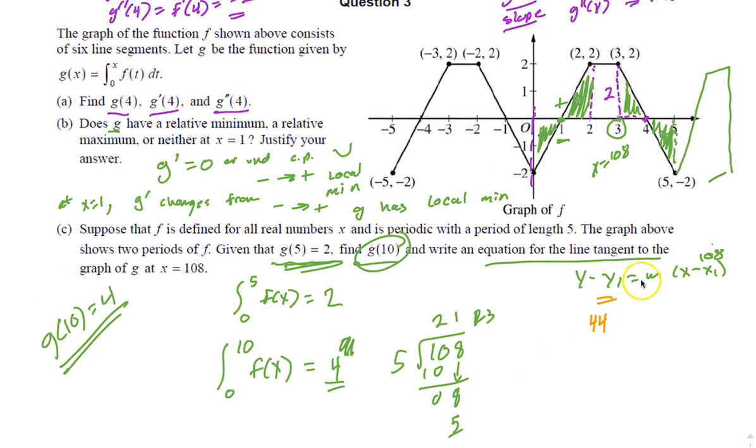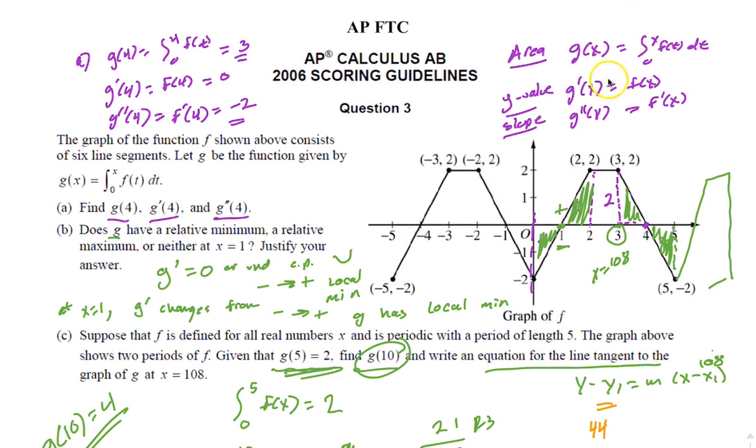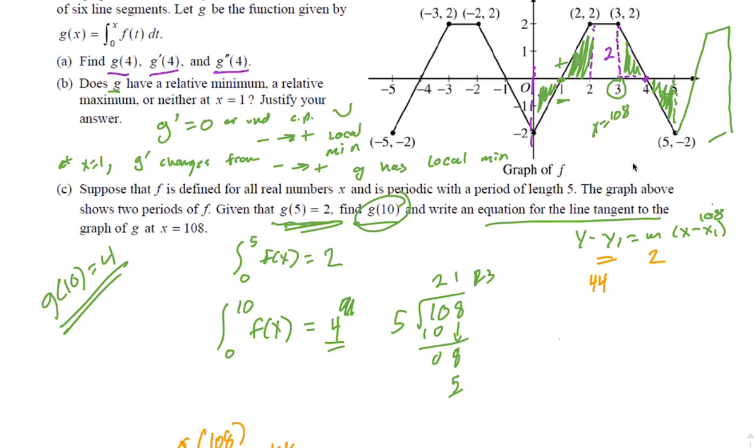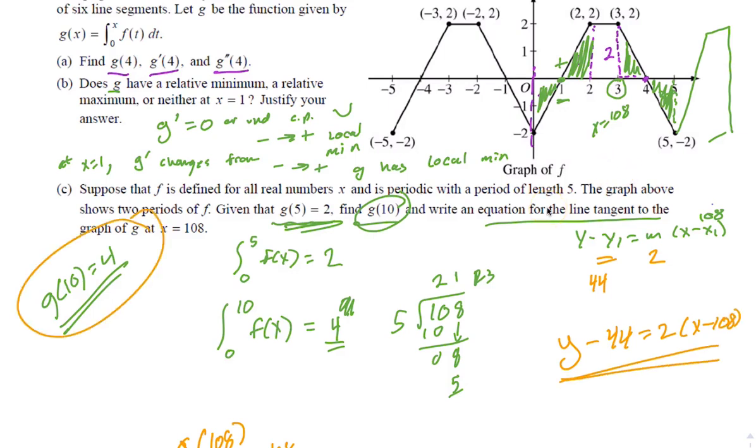And then all I've got to find now is the slope. Well, remember the slope is the derivative. That's what slope is. So go look at our key up here. The derivative is just the y value. So I need the y value at 108. Well, here's 108, same thing as 3. The y value is just going to be 2. So this guy is also 2. So I get y minus 44 equals 2 times x minus 108. And that's the answer to C. Both this guy and this guy. Okay, and the last one's a little tough, but let's move on.